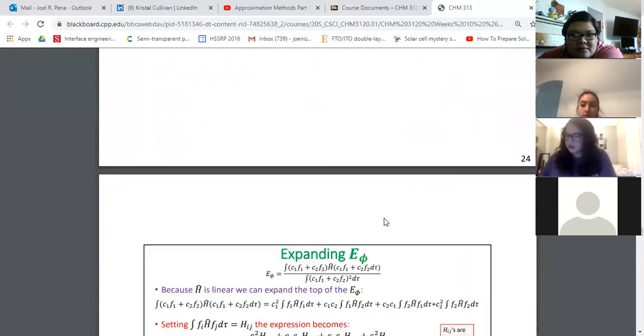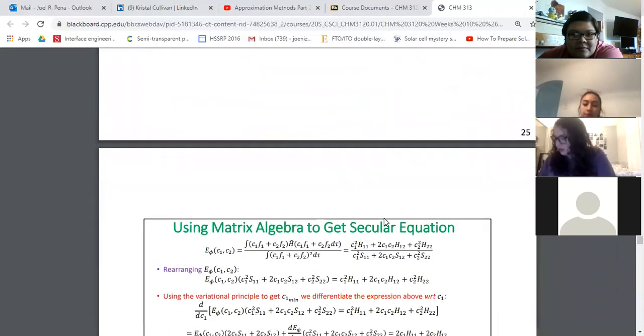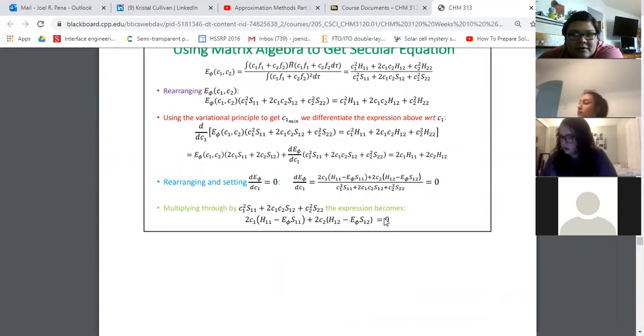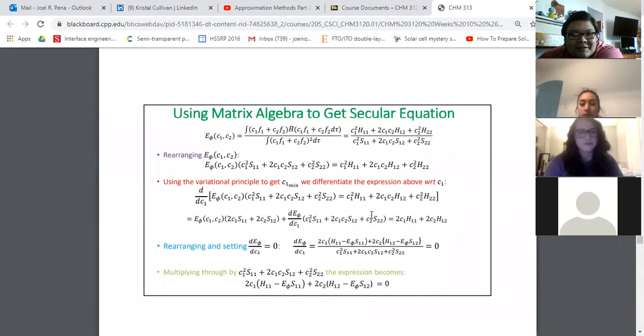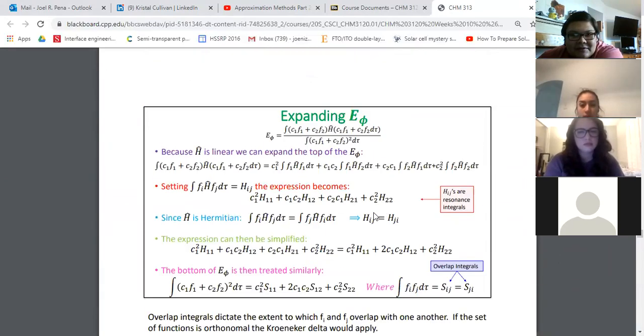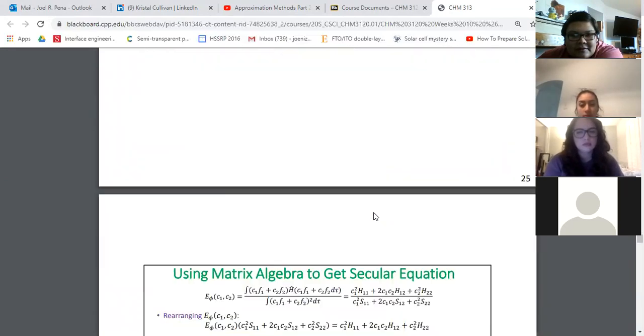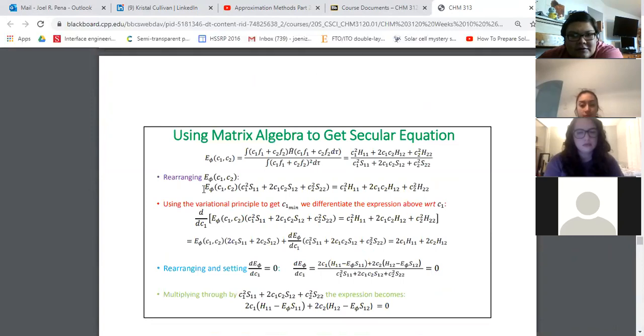Oh, that was towards the end of the lecture. Yeah, here it is. I think this is a little too far. No, that's it. Rearrange. I don't know how. It's just so weird how he was able to get to this part, getting this equation right here.